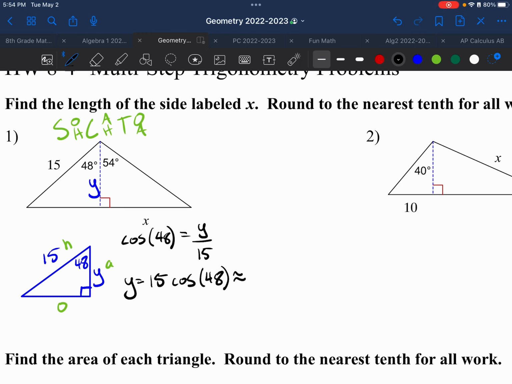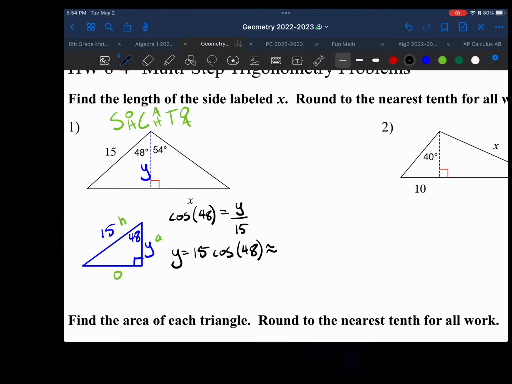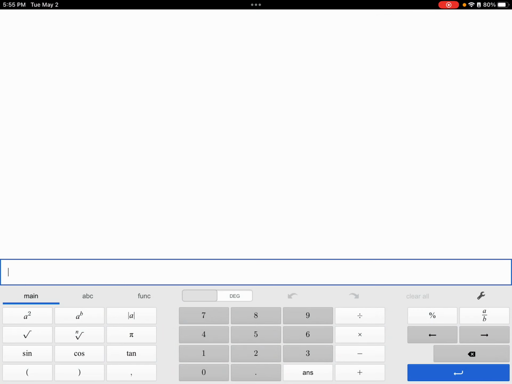And we can approximate that with a calculator. 15 cosine of 48. Coming back over here, 15 cosine of 48, and that's going to be about 10.0, almost on the dot.